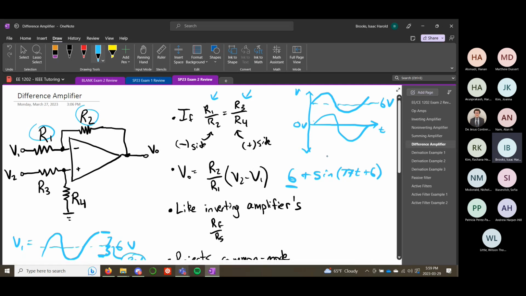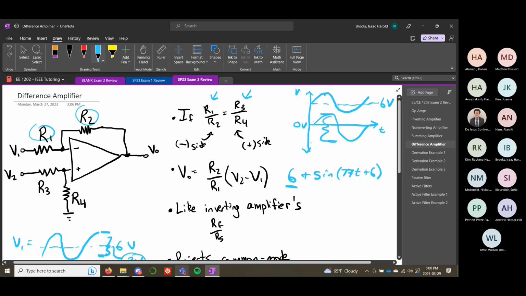So that's what we call a bias. It's still oscillating. It's still going up and down, and it's still got the same peak to peak amplitude, but it's biased at a different spot.